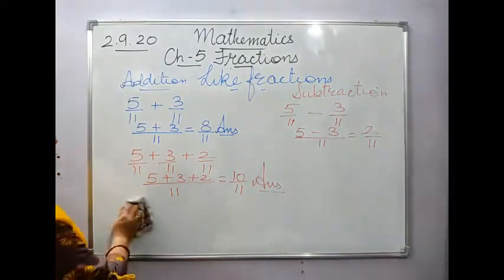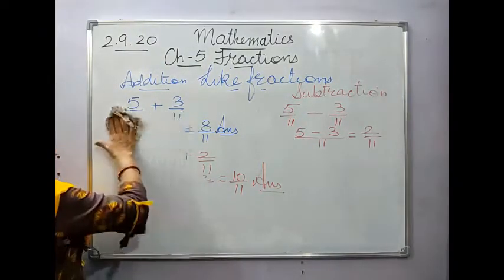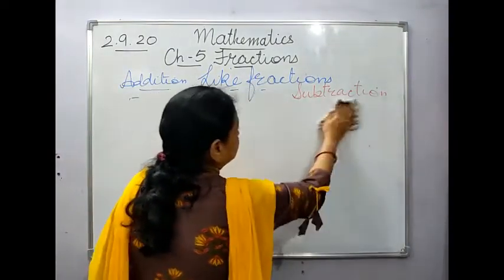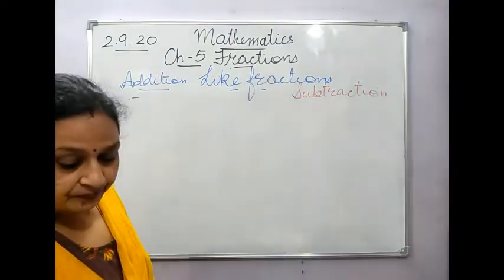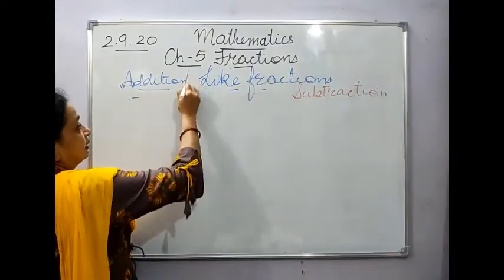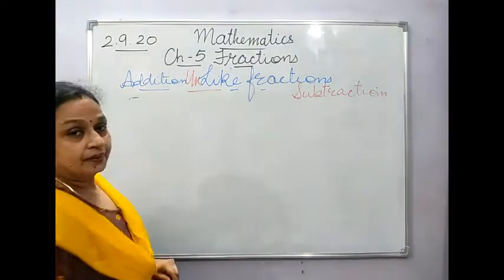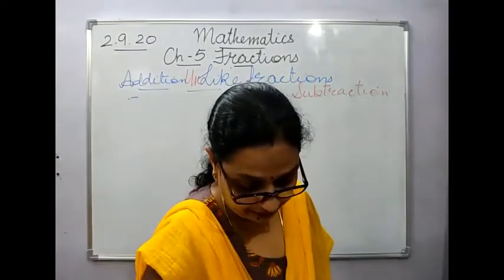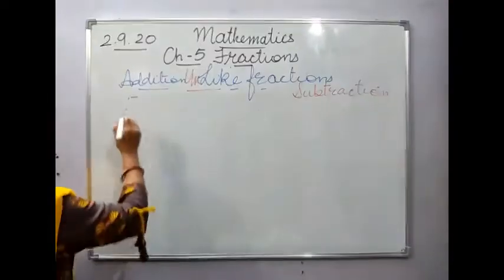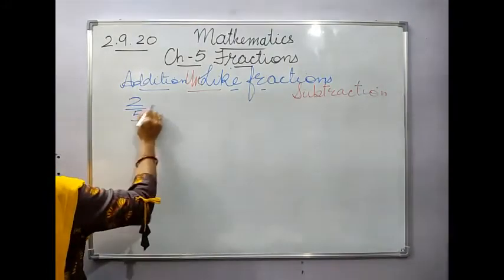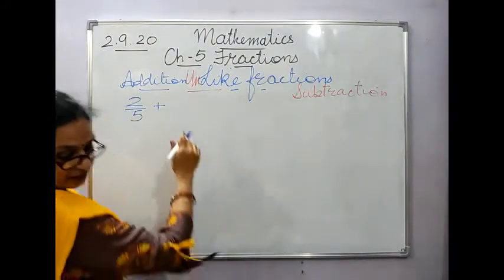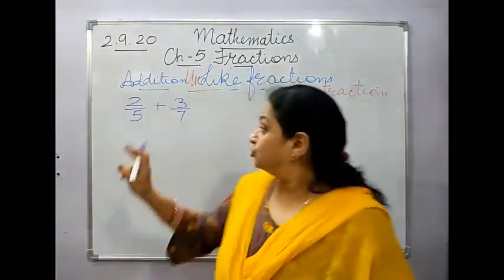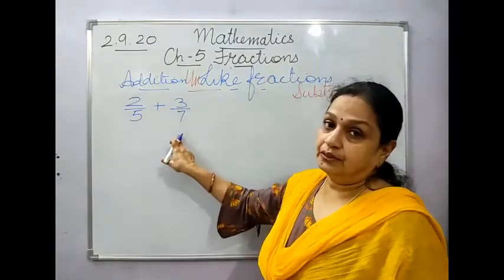So this is how. Now we move on to the unlike fractions. Both addition and subtraction of the unlike fractions. Okay, I'll write unlike. I'll take the example from the book only. I take 2 upon 5. First I'll show the addition, plus 3 upon 7. Okay, this is the sum I have taken: 2 upon 5 added to 3 upon 7.